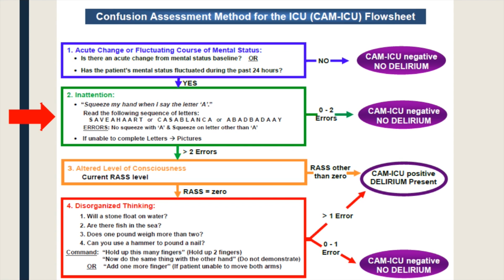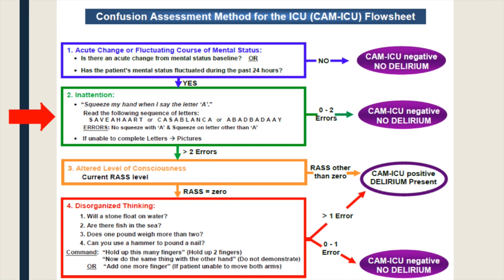Feature number 2 assesses for inattention. When completing this assessment, say to the patient, I'm going to read you a series of 10 letters. Whenever you hear the letter A, indicate by squeezing my hand. Read the following 10 letters in a normal tone, loud enough to be heard over the noise of the unit, at a rate of 1 letter every 3 seconds. Remember, patients with ICU-acquired weakness or other neuromuscular diseases may require more time to respond or indicate response with another method such as eye blinks or finger taps.